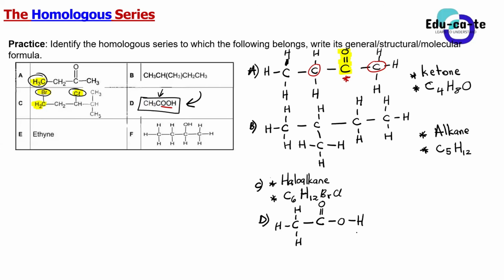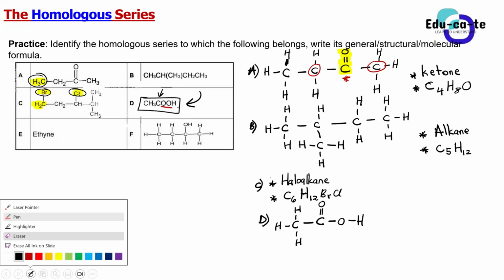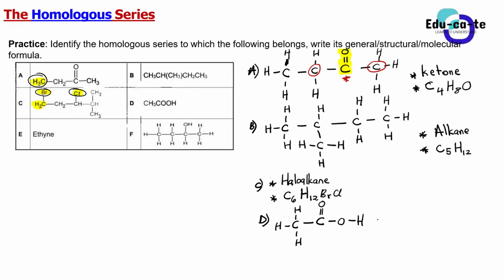So what compound is this, guys? Since we've written its structural formula completely, what compound is this? The homologous series to which it belongs. So it's a carboxylic acid. Yes, it's a carboxylic acid. Give a reason why you say it's a carboxylic acid.